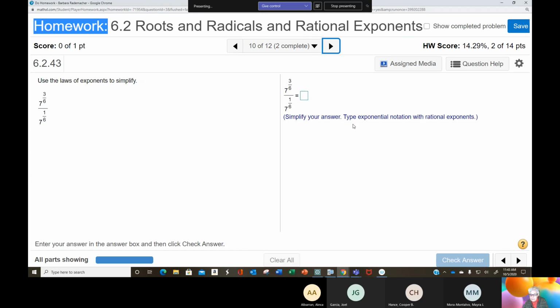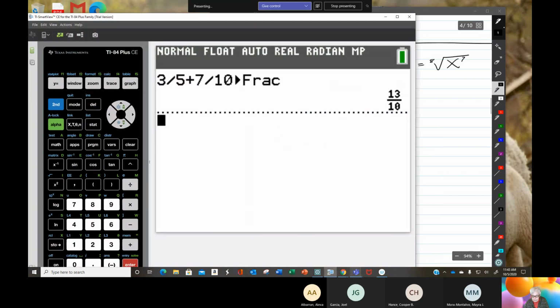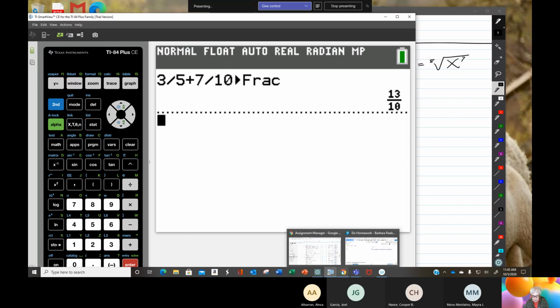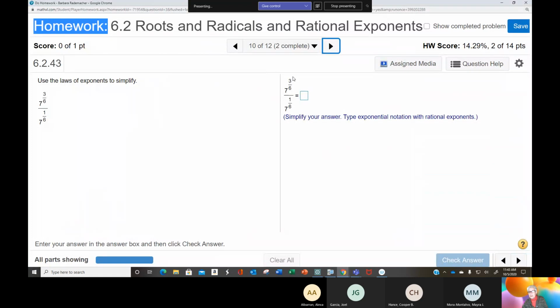All right, really important here. Now what does it say? Simplify your answer. Type exponential notation with rational exponents. Okay. I'm running out of time and I'm panicking. Here we've got 7 to the 3/6 over 7 to the 1/6.